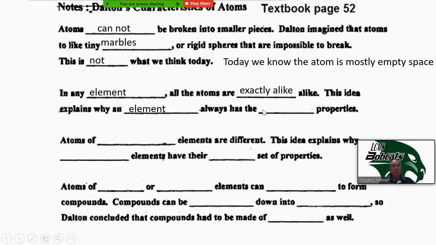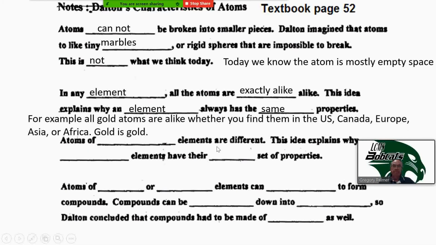And this idea explained why an element always had the same properties. So no matter where we find something like iron, it always has the same properties. It's always magnetic, it's always hard, it always reacts with oxygen to make rust. So for example, all gold atoms are alike. Whether you find it in the United States, Canada, Europe, Asia, Africa, gold is just gold.